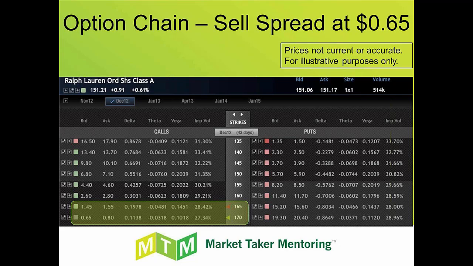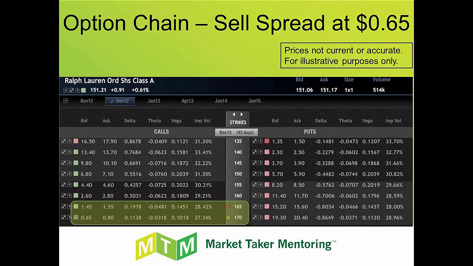So here's what I'm going to do. Because I had resistance at $165 a share, I'm going to sell the 165 calls and buy the 170 calls. That's my credit spread. So I actually put this trade on. I sold the spread for 65 cents. I think technically I sold it for 70 cents. I middled the market a little bit, but it's fine. Even if you sell it at 65, it still would have been a great trade.